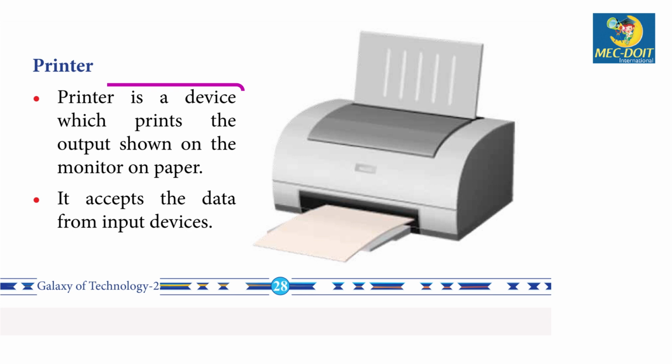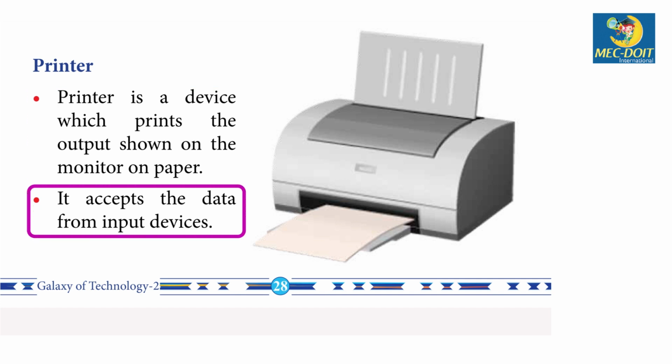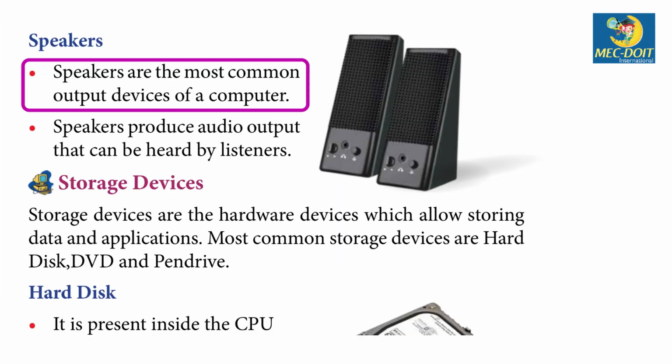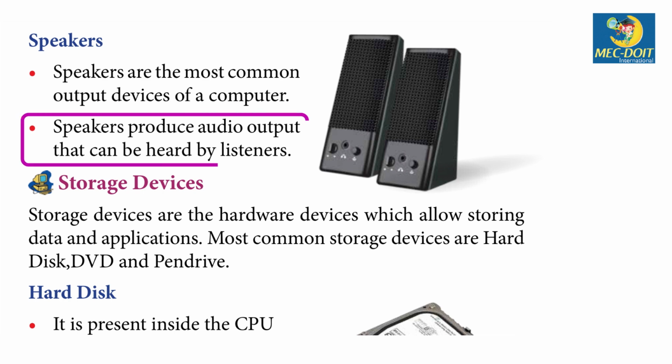Printer. Printer is a device which prints the output shown on the monitor on paper. It accepts the data from input devices. Speakers. Speakers are the most common output device of a computer. Speakers produce audio output that can be heard by listeners.